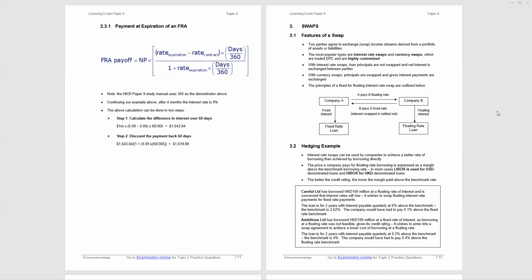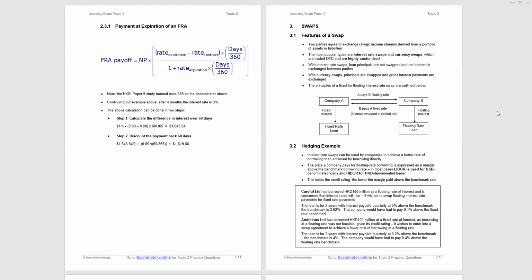Ambitious Limited has borrowed 100 million Hong Kong dollars at a fixed rate, the same amount. They've got a fixed rate of interest, as borrowing at a floating rate was not feasible. They can't get access to it given their credit rating. So it wishes to enter into a swap agreement to achieve a lower cost of borrowing at a floating rate. So Careful has reason to enter into the swap, as does Ambitious.